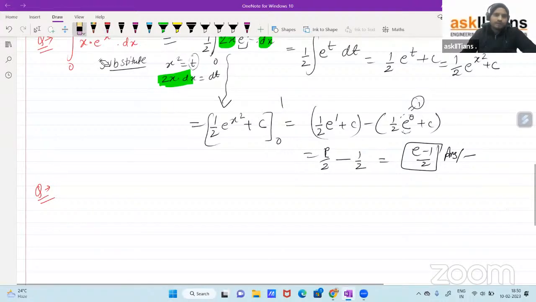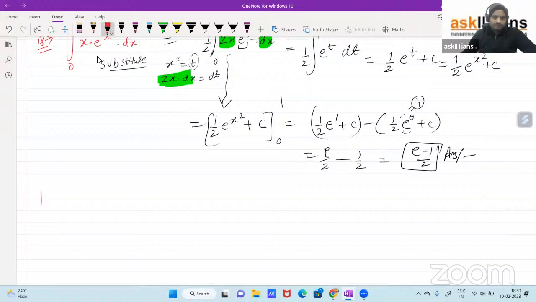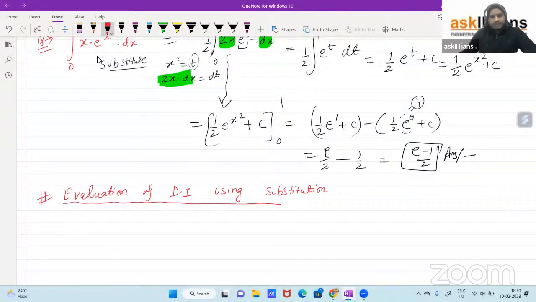Now, the next subtopic is evaluation of a definite integration using substitution. Here, actually, one short trick is involved. DI for definite integration, right?